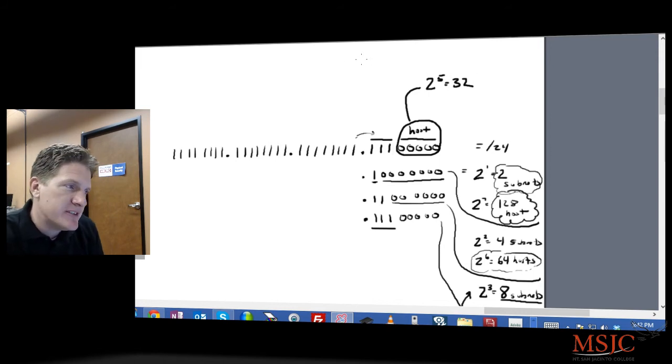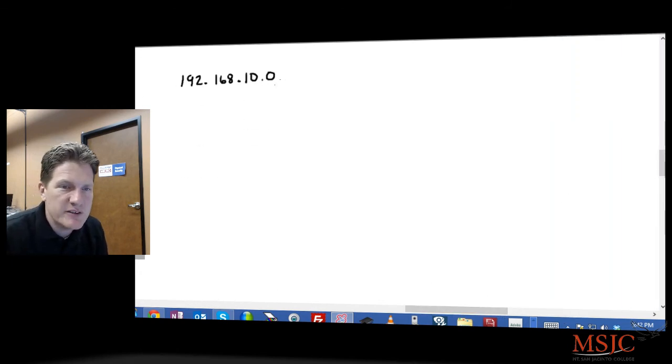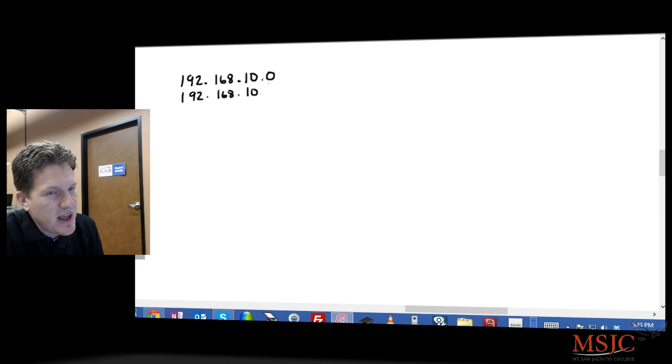So I know that every subnet I've created is going to go up in increments of the number of hosts I have per subnet, which is 32. So every subnet is going to go up in increments of 32. Looking back over here, this is the first one. What would be the next one? If 0 is the first subnet ID, the next one is going to be 32.